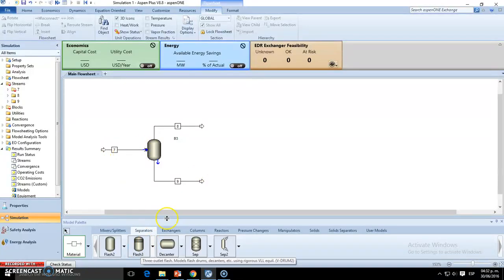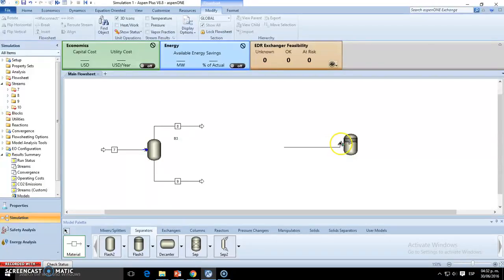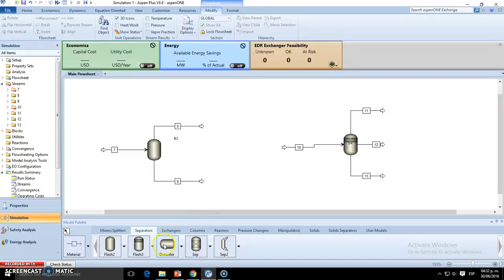Flash number 3 can handle up to 3, but we're not going to model that. Actually, let's do it. As you can see, you need one inlet, two outlets. And you can also have decanter and separator, and separator number 2, which of course has two separation layers. Anyways, let's do these two exercises.